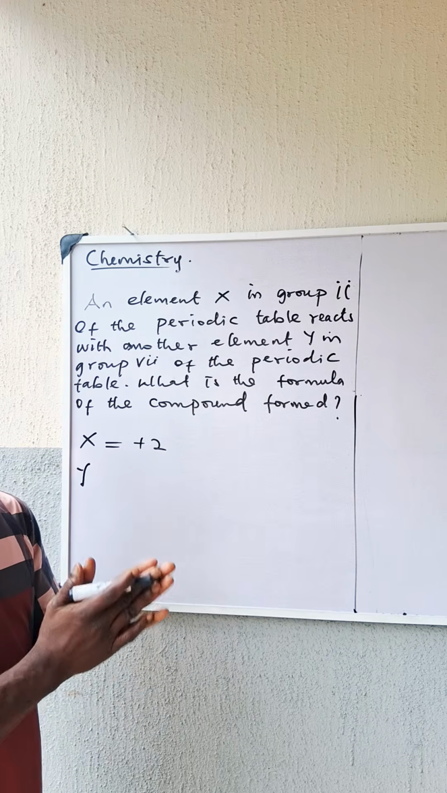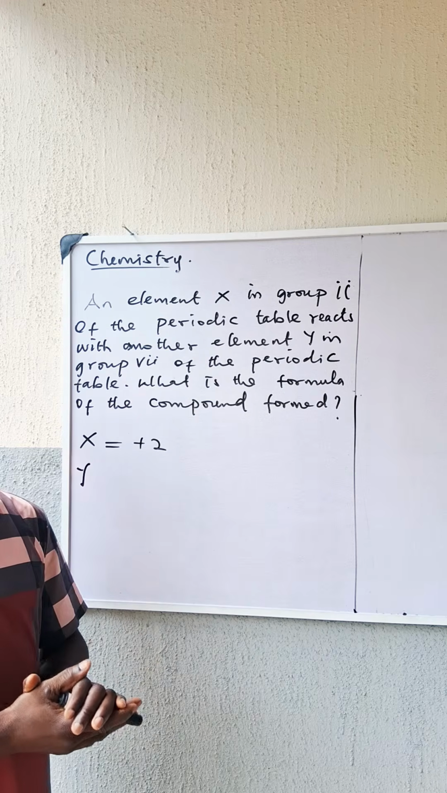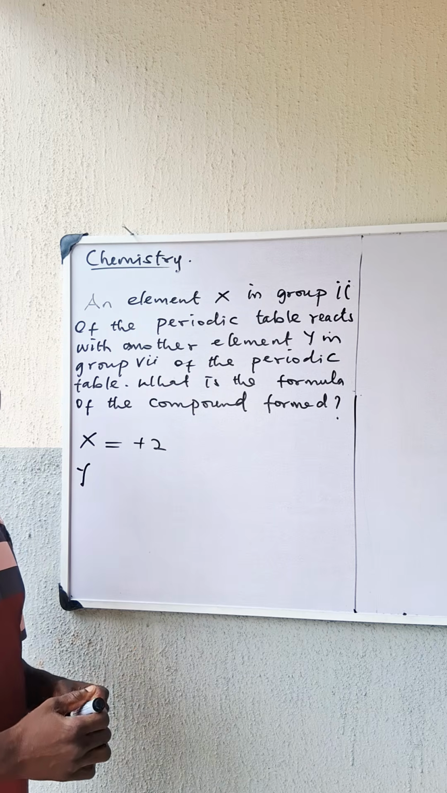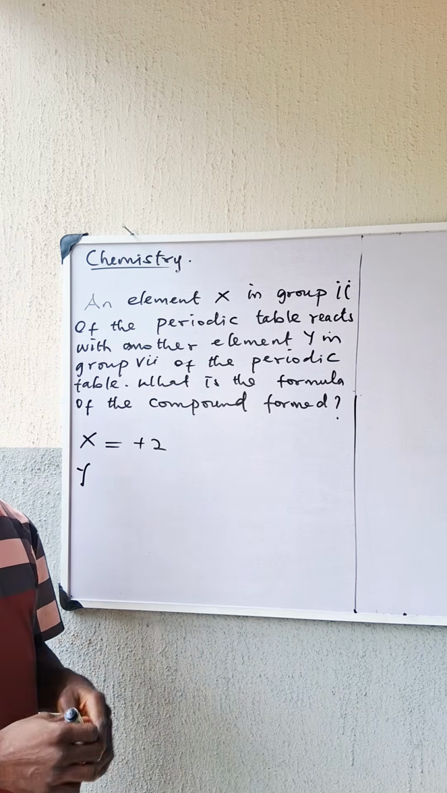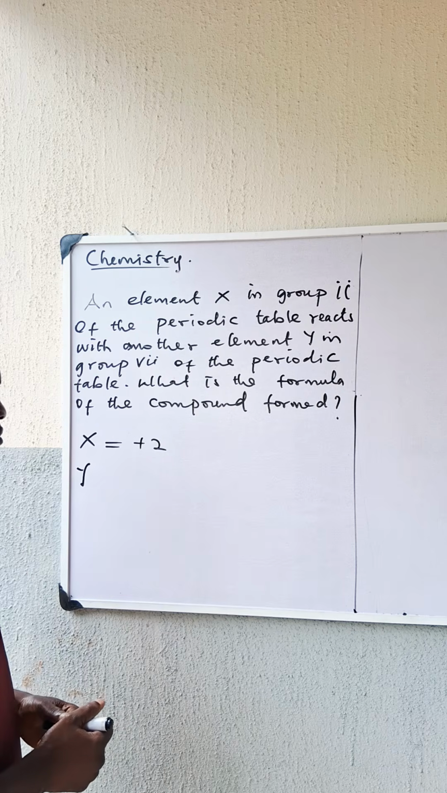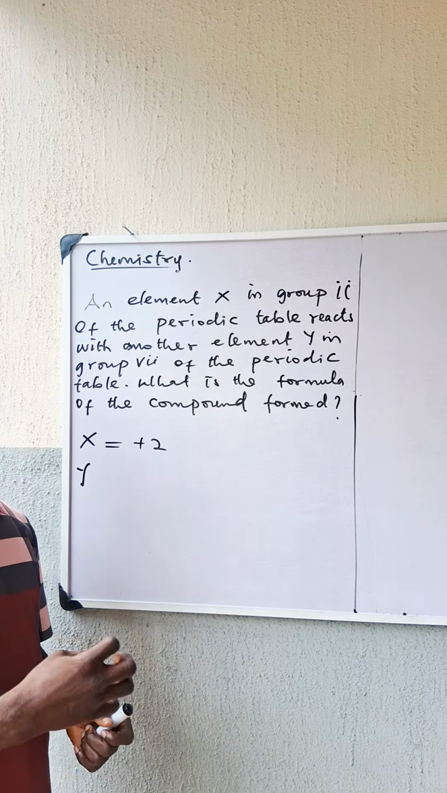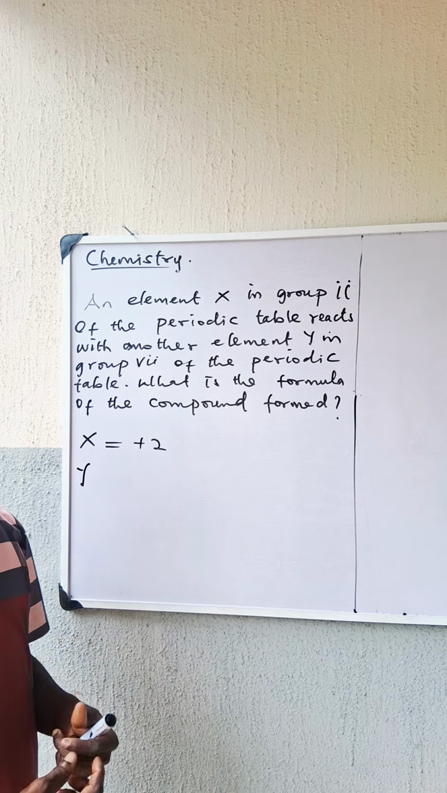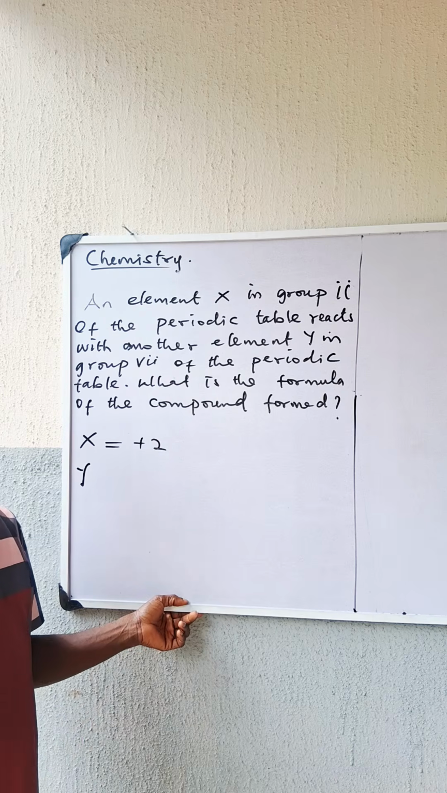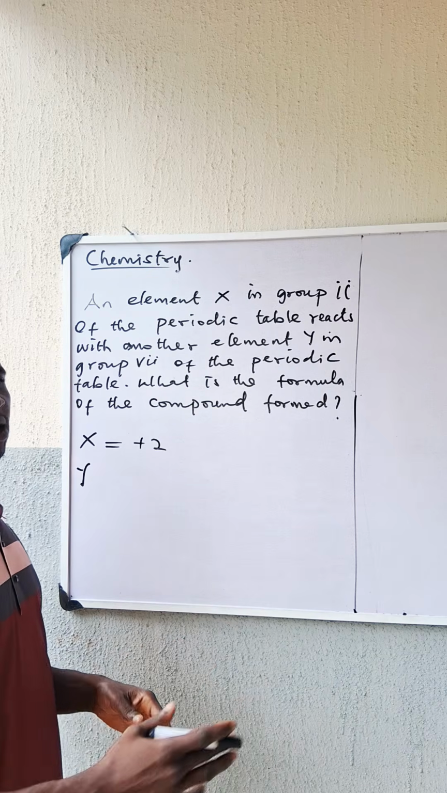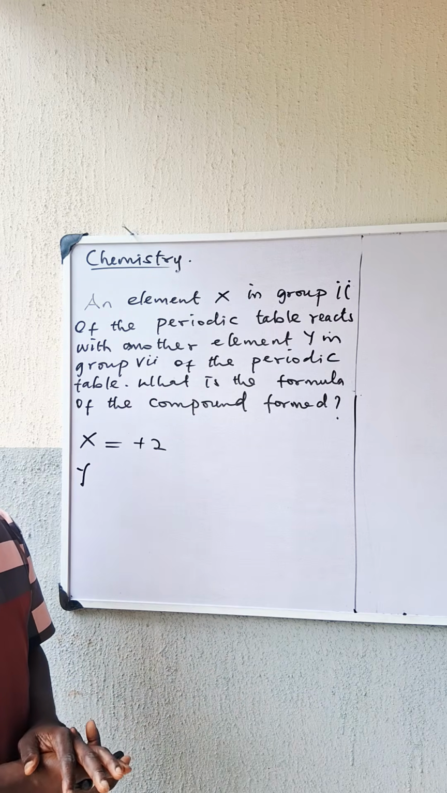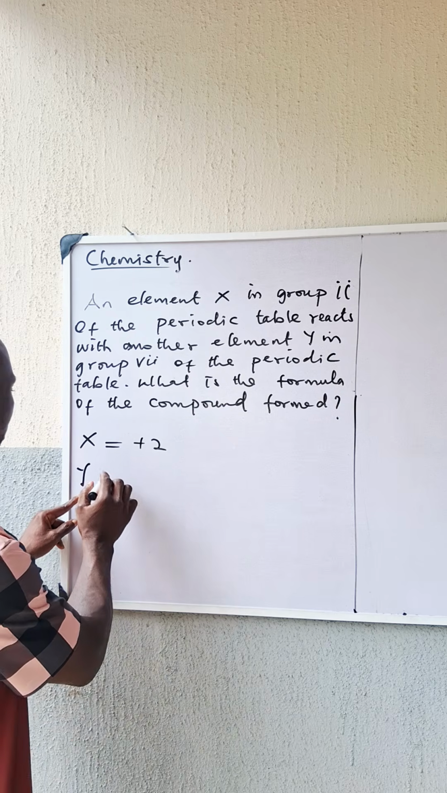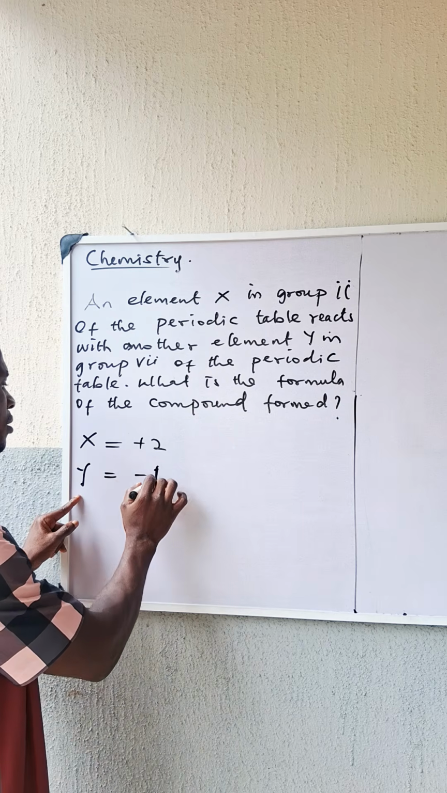Remember what I said. Elements in group 7 have 7 electrons at the valence shell. And having 7 electrons at the valence shell, they need only 1 electron to become stable. That 1 electron they need to become stable, they must borrow. And I've told you before in our previous video, if you watched it, that if an element needs 1 electron and it borrows that 1 electron, the valency of that element must be minus 1. So the valency of Y is minus 1.